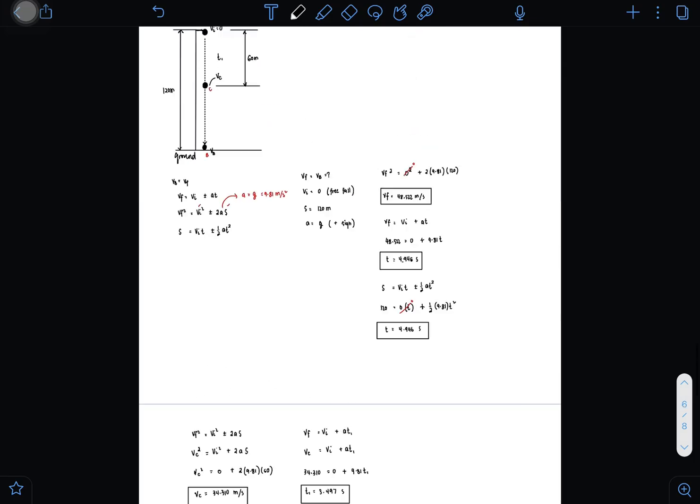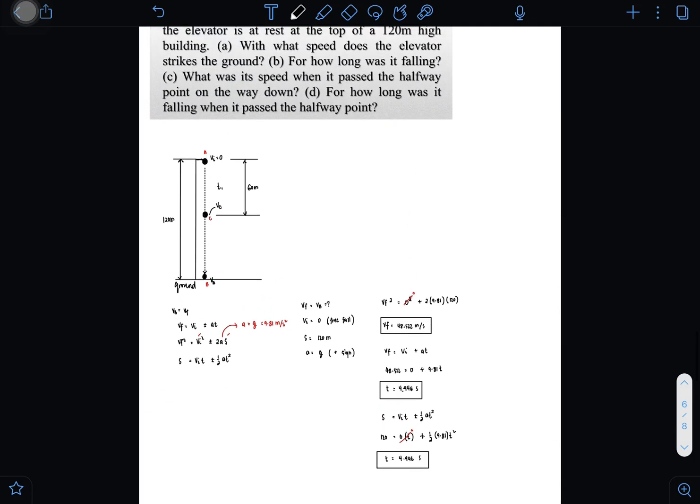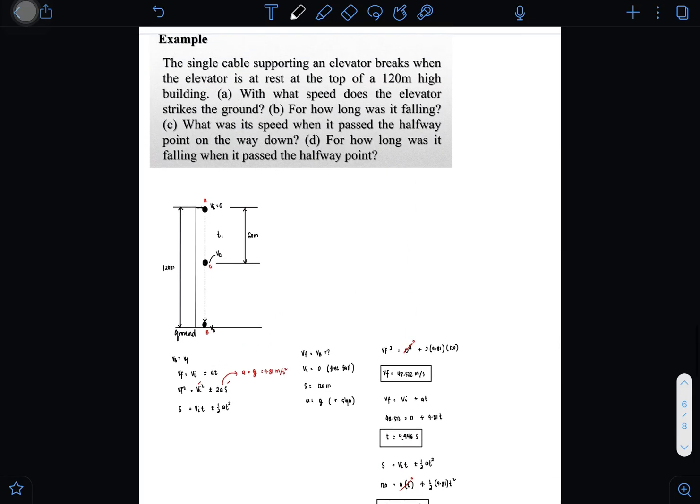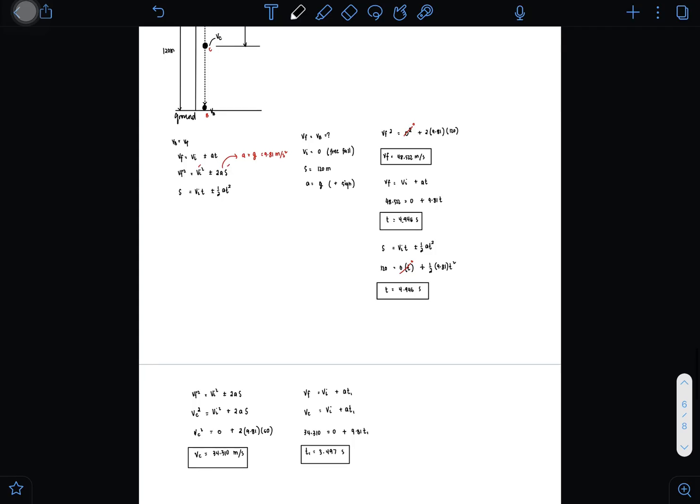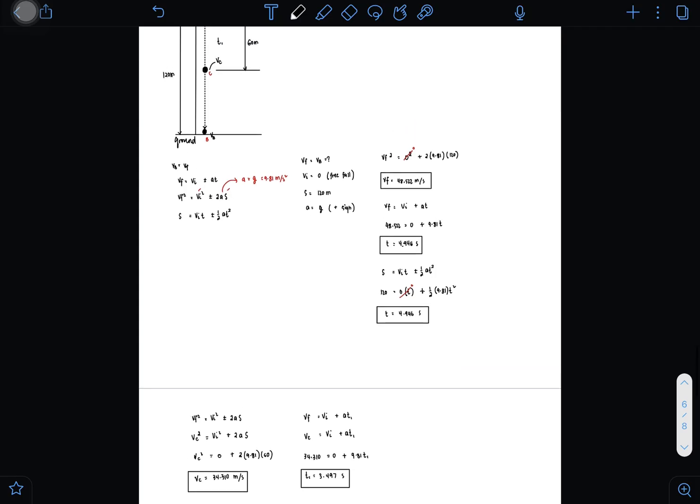So we now have the idea for this example. This is just a simple example for a free falling body. You just have to master the principle or concept of gravity, of free falling and motions upward.